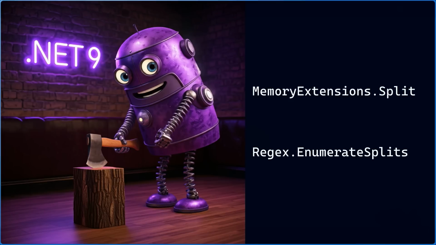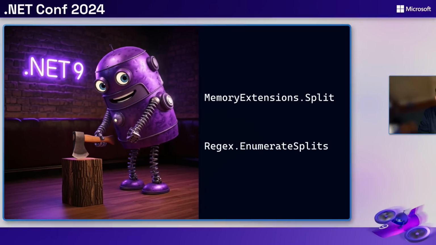So if I had the string "the performance" and I gave it a separator of space, I'm going to get back an array of two elements, "the" and "performance". Unfortunately, while it is ubiquitous and is used everywhere, it's not exactly the highest performing method. We try and make it as fast as we can, but it has to allocate a string array to hold all the results, and it has to allocate a new string for every single element in that array.